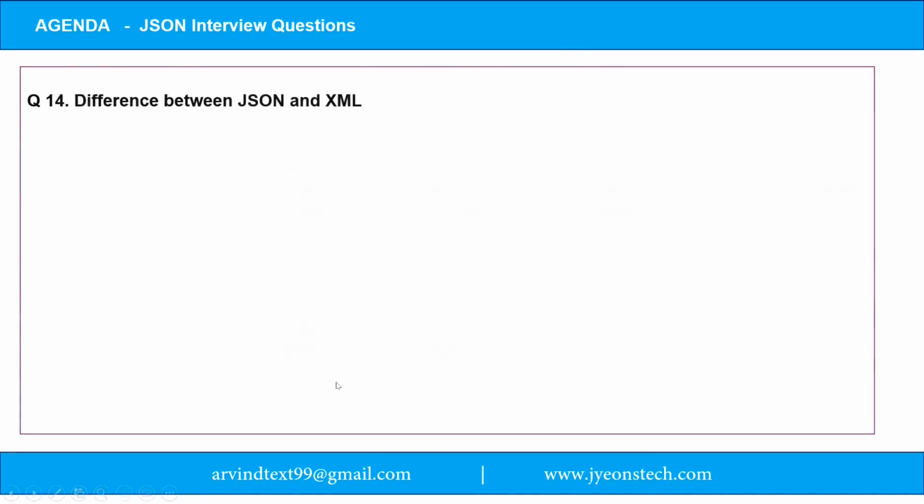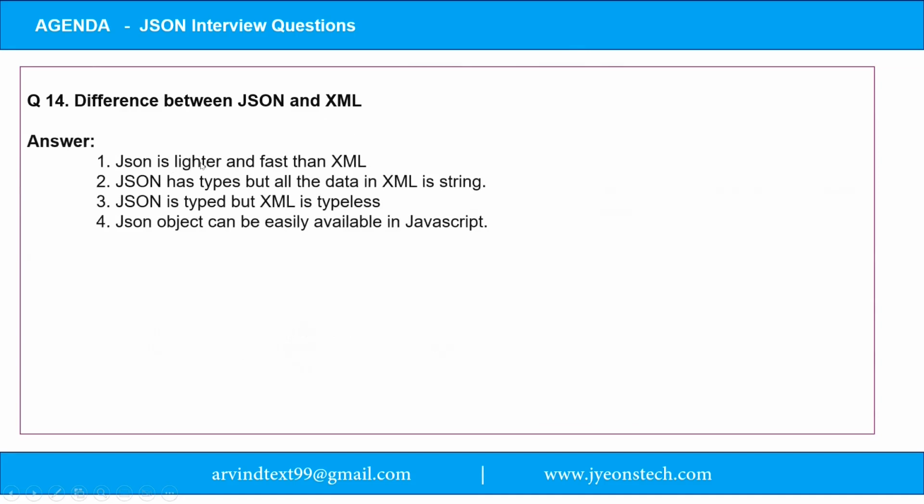So next is, the difference between JSON and XML. The answer is, JSON is lighter and faster than XML. JSON has types, but all the data in XML is string. JSON is typed, but XML is typeless. A JSON object can be easily used in JavaScript.